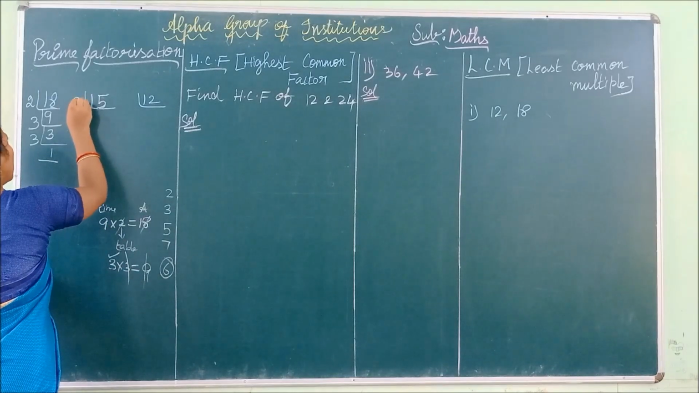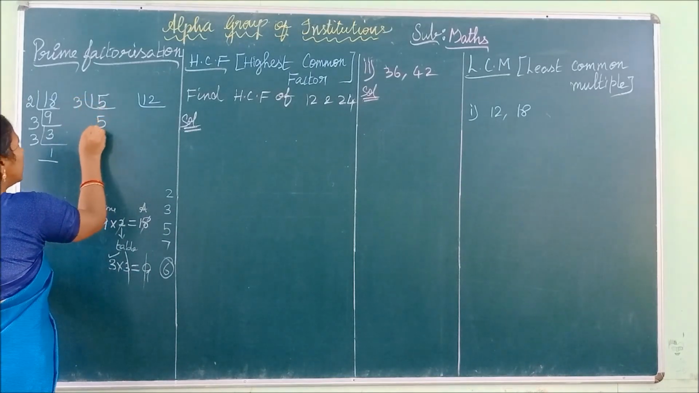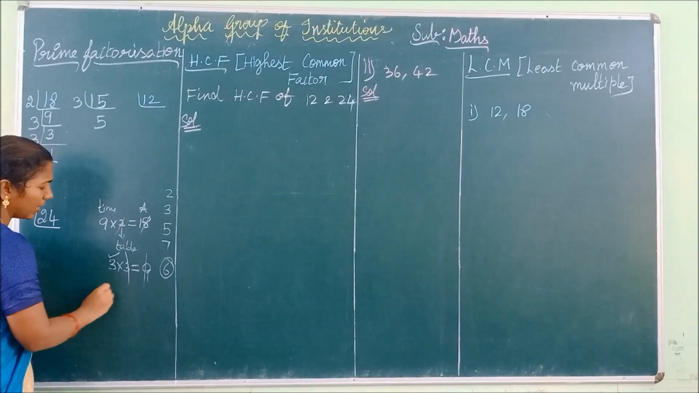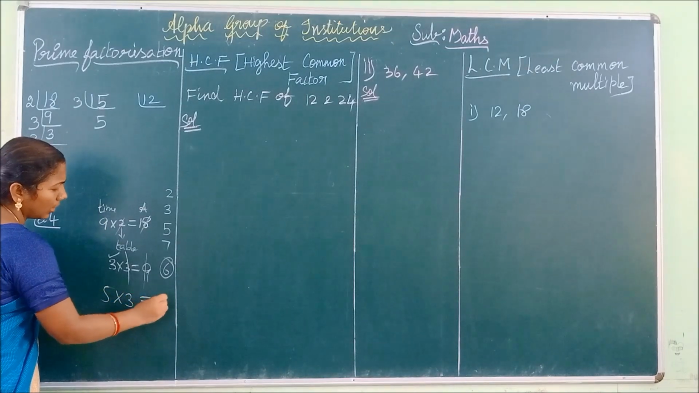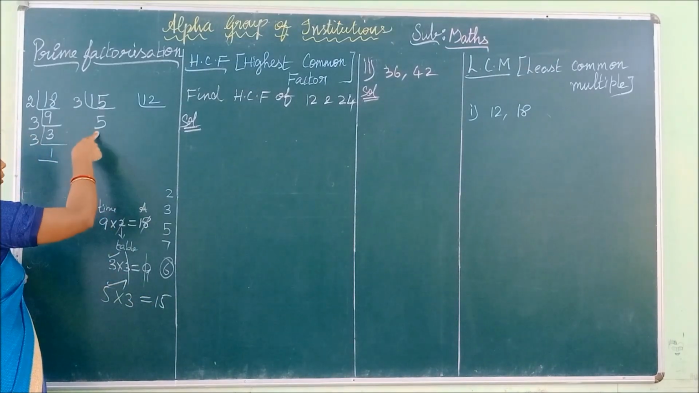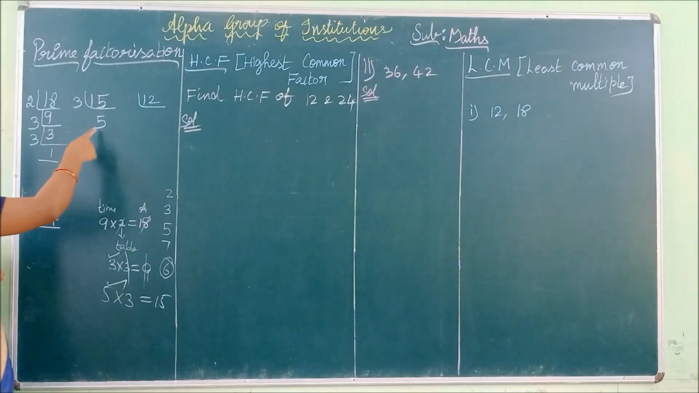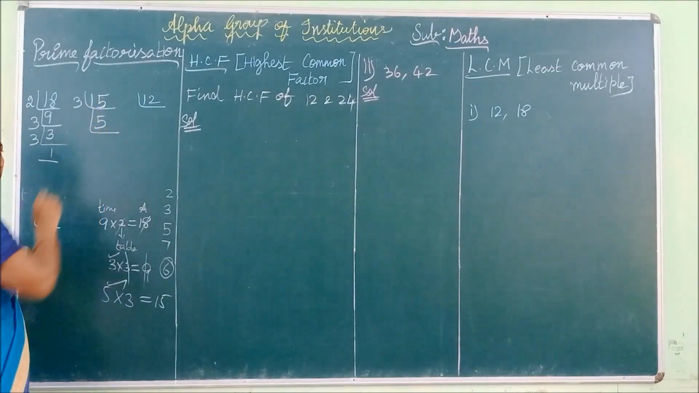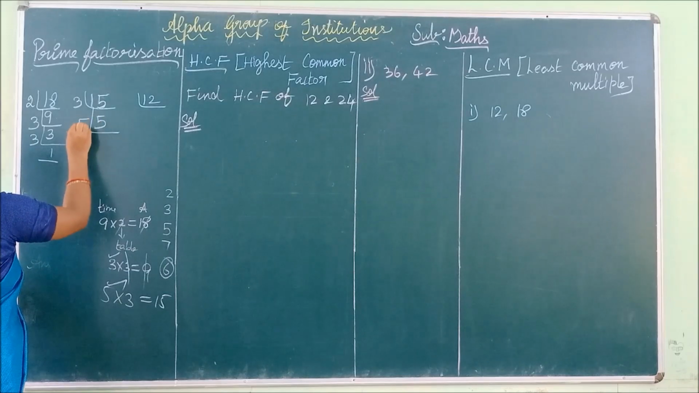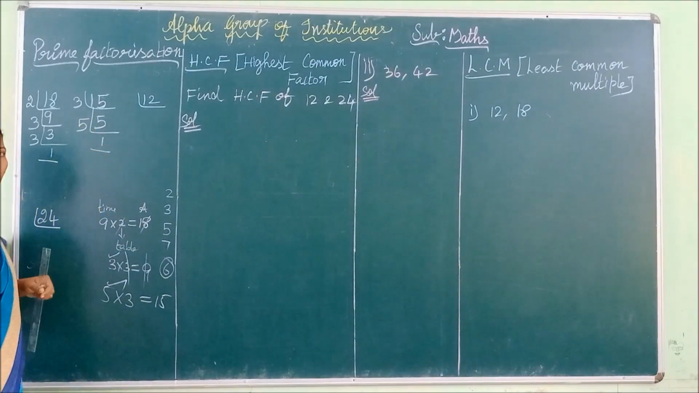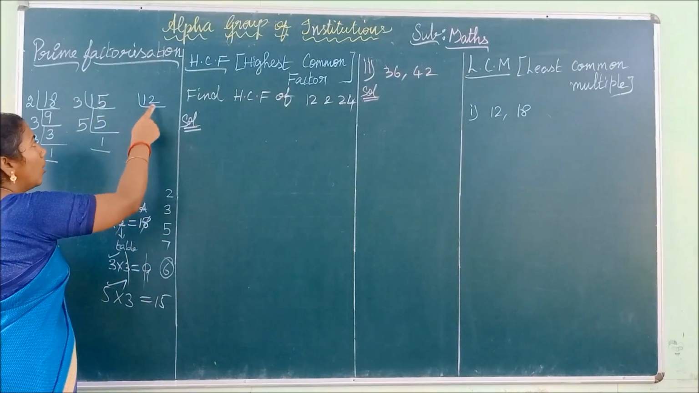I am choosing the divisor 3. 5 3s are 15. In the 3 table we get 15 5 times. So here you have to write 5 times. So it is a prime number. So it is divisible by 5 only. So write 5 here, and 1. Do you understand? Next here we have 12.